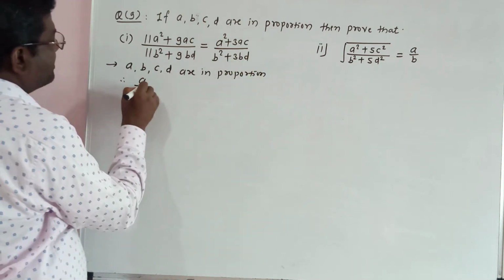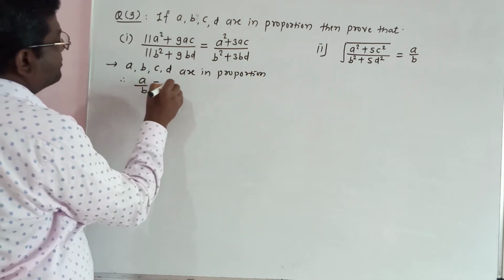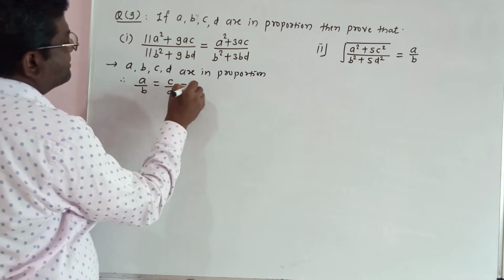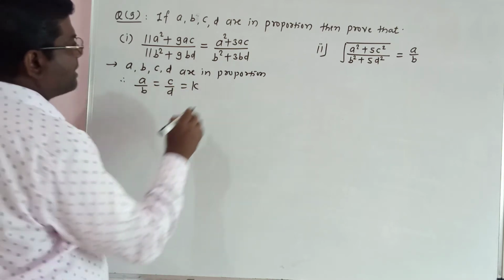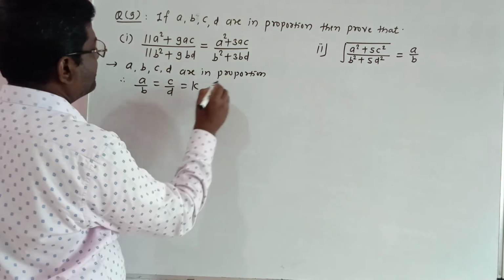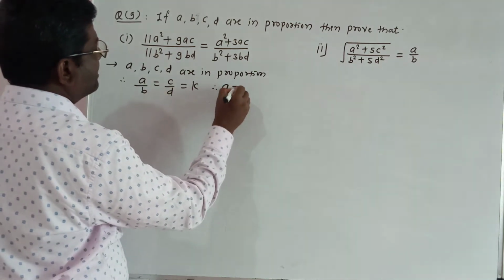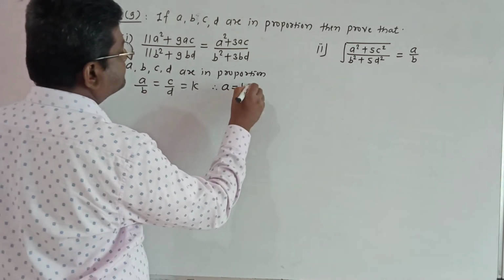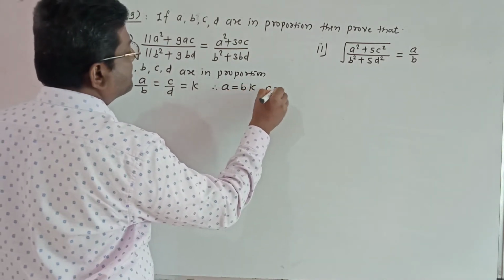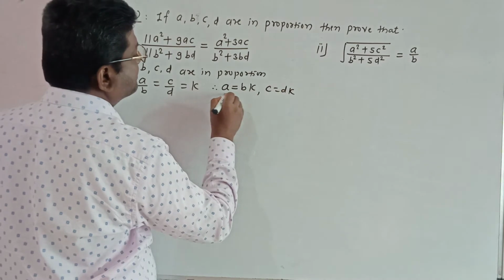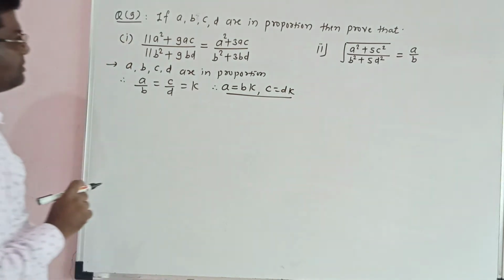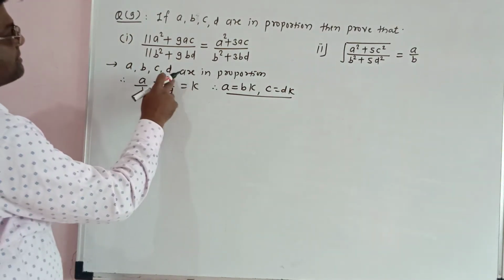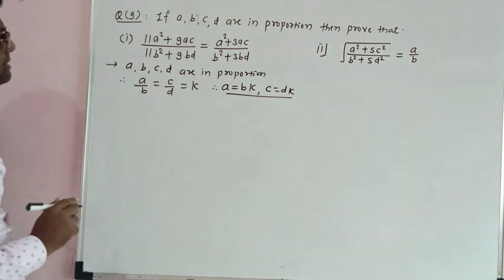Therefore, a upon b is equal to c upon d is equal to k. Therefore, we have a is equal to bk and c is equal to dk. a is equal to b into k and c is equal to d into k.